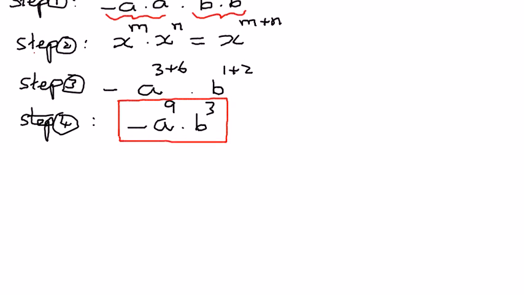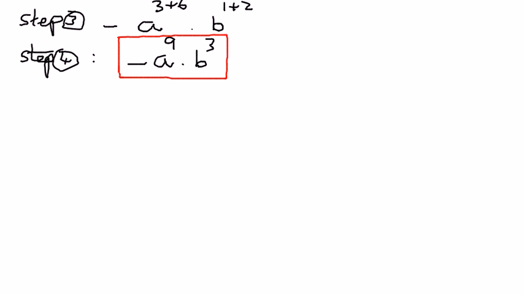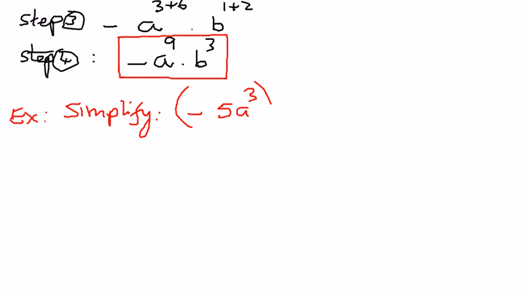Let's take another example. Let's say this time we want to simplify negative 5a to the power of 3. We'll put this in parentheses, open parentheses, 4a to the power of 5. Okay, so this is what we have. So now the solution part we will write down in these different steps.